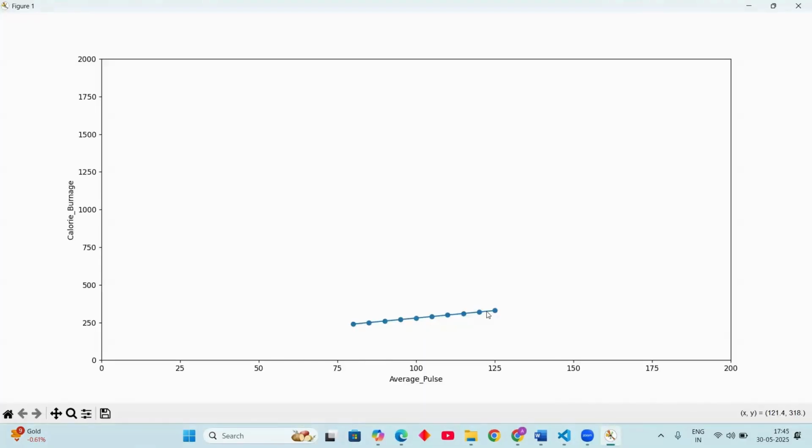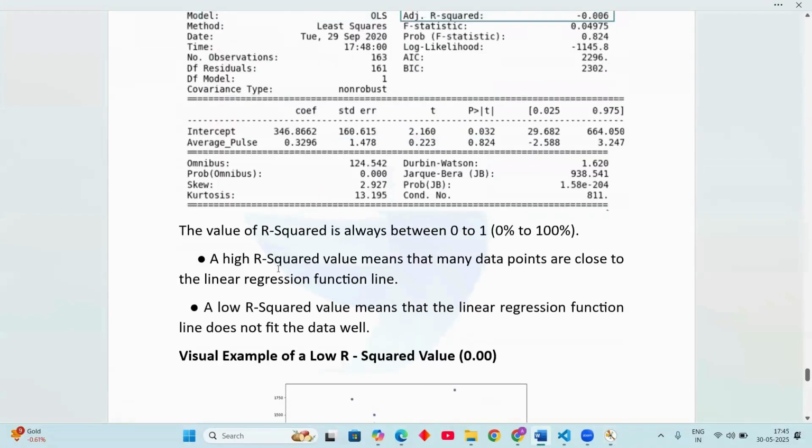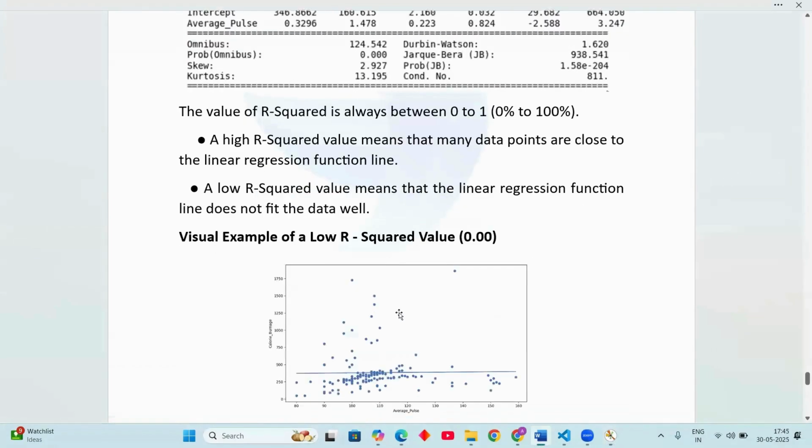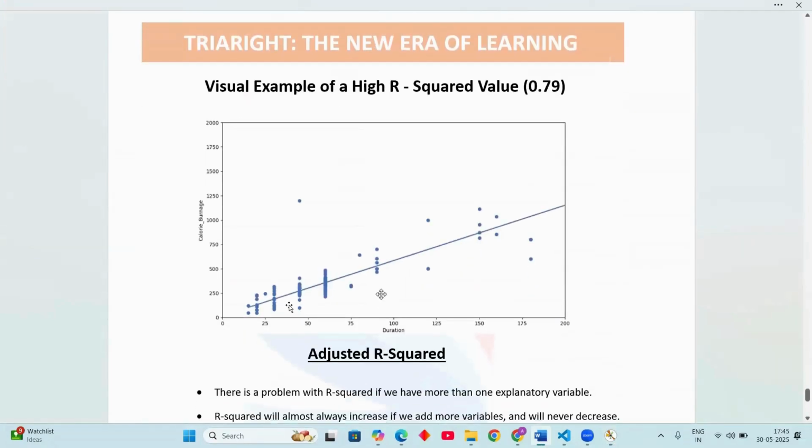We can see a linear line, and with the adjusted R squared, it is a linear function, right? Here we all read about the high level data. See, a high R squared value means that many data points are close to the linear regression function line, or in between the line. So this is high R squared.